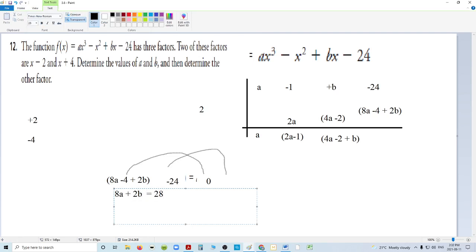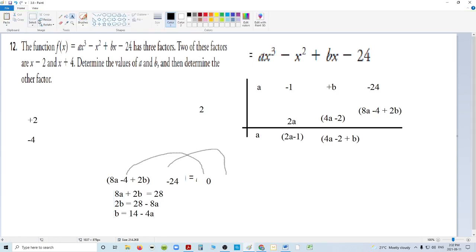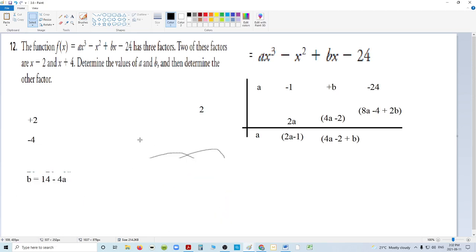Then we're just going to get b on its own side. 2b is equal to 28 minus 8a. We're going to divide 2 on the left side and 2 on the right side. We're left with that. So we have one equation right there. That's one equation. We'll put it aside. And we'll proceed with the same logic with the other root.